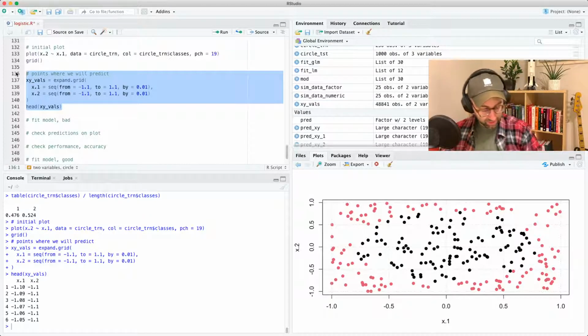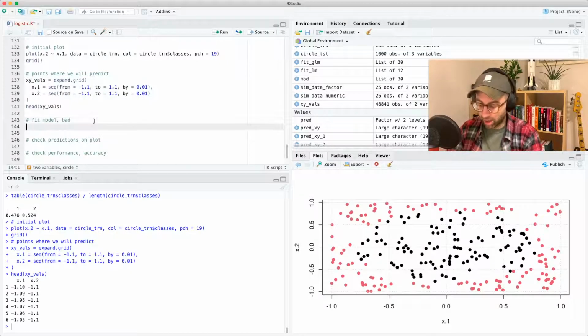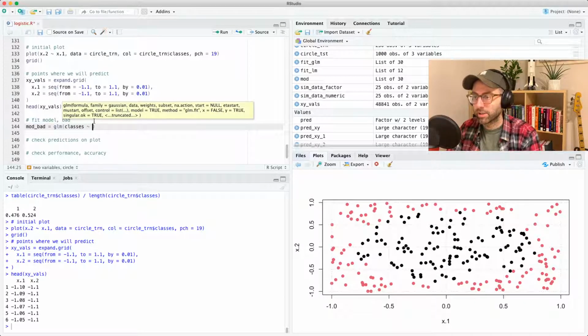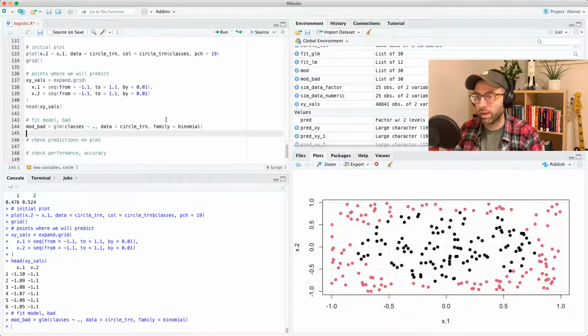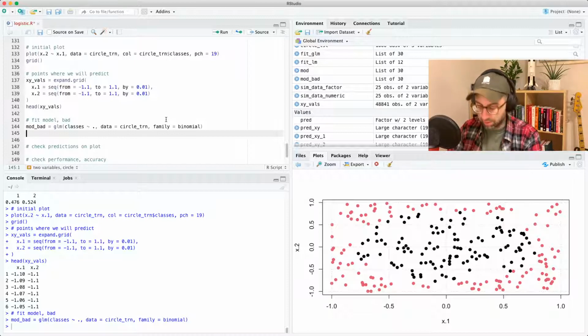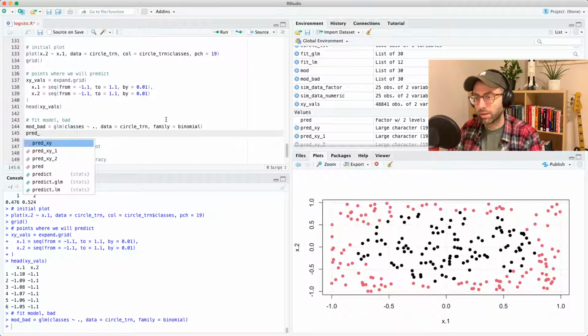Okay. So first, I'm just going to go on autopilot. I'm going to say mod bad, and I'm really spoiling what's going to happen here. So we'll say classes tilde, da, da, da. We're going to use both predictors. Data is the circle train data, and family is binomial. I think that's right.